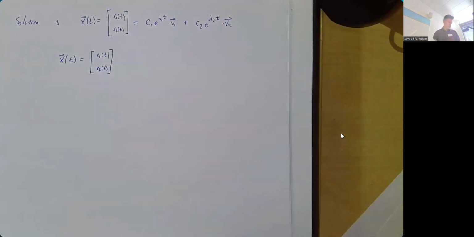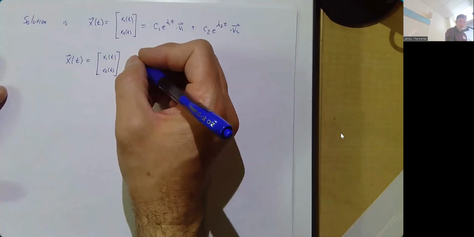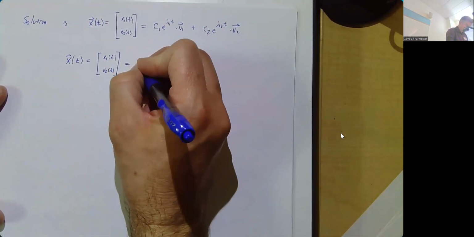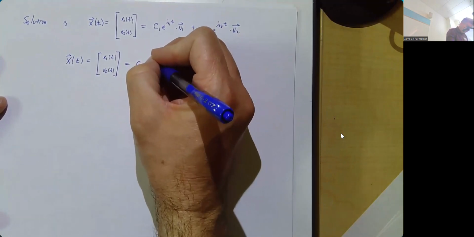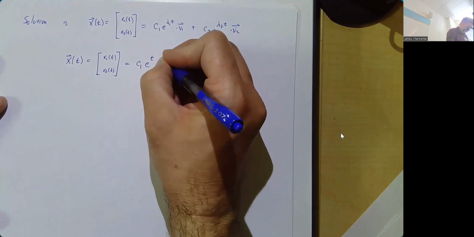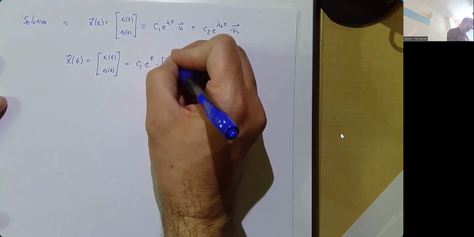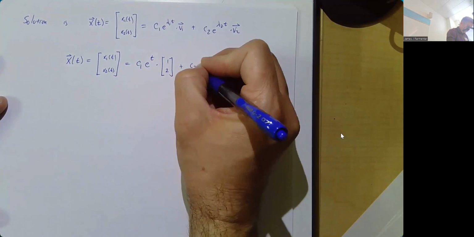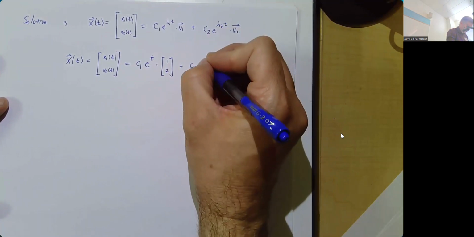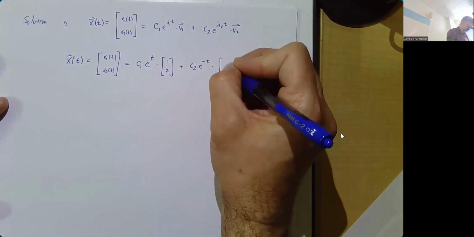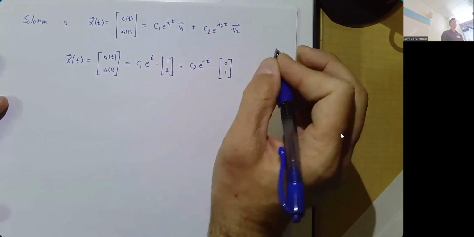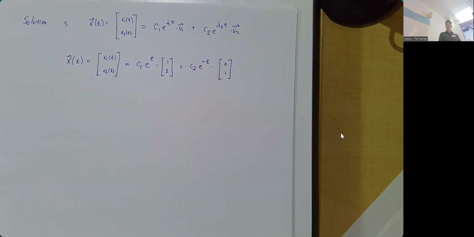So then, back over here, writing our solution, our general solution is going to be c1 e to the lambda 1, which was 1, times t, times v1, which was 1, 2, plus c2 times e to the lambda 2, which was negative 1, times t, times v2, which was 0, 1. There is our general solution.